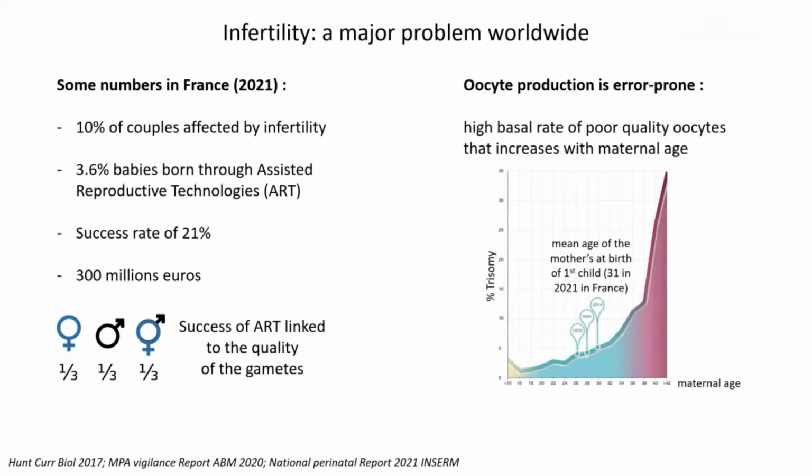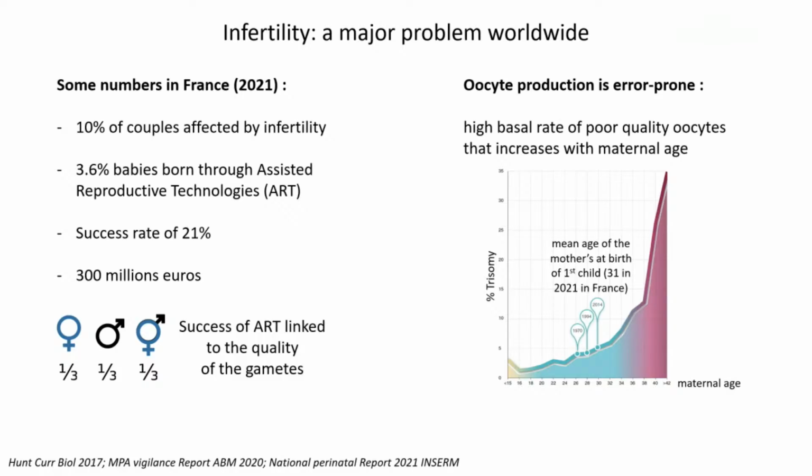So in the lab, we are interested in oocyte production, and as you heard a lot about this morning, it's an error-prone process. It generates a high basal rate of poor quality oocytes that increases with maternal age. This is actually the same graph as the one you saw this morning, with the percentage of trisomy with regard to maternal age.